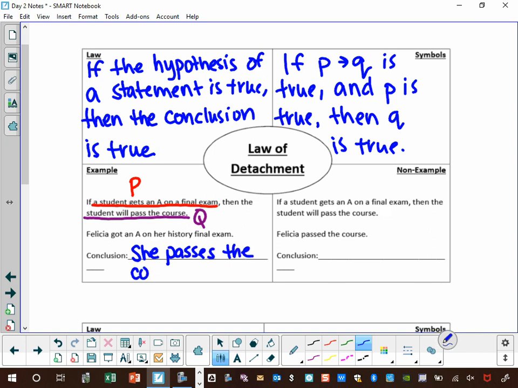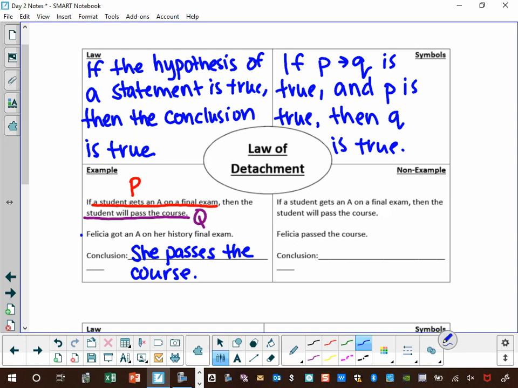What we're looking for here is that if my hypothesis is true, my conclusion is true. So my hypothesis was that if a student gets an A on the final exam, they pass, and they said it was true. But she got an A on the final exam, so my conclusion was true.